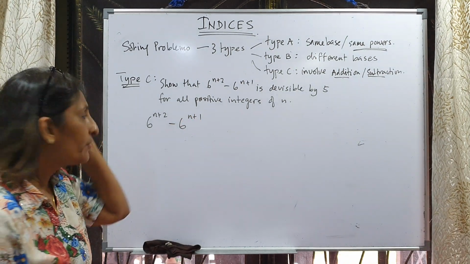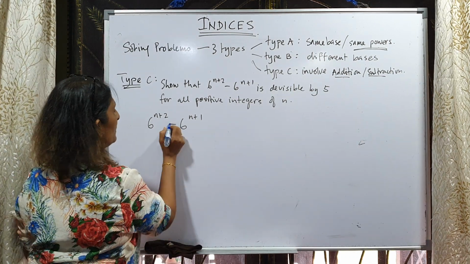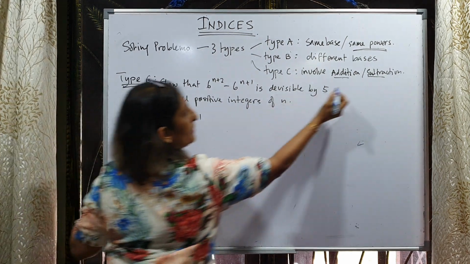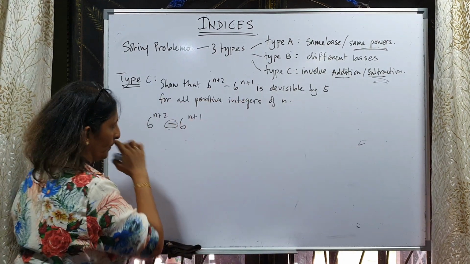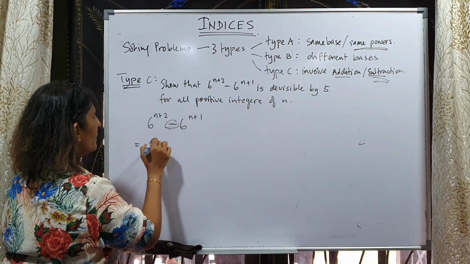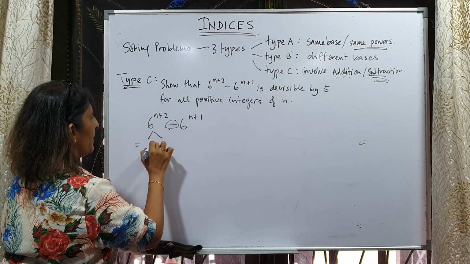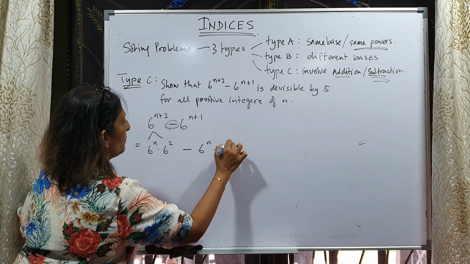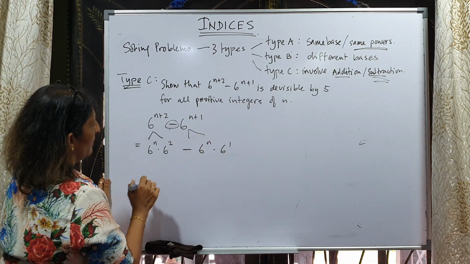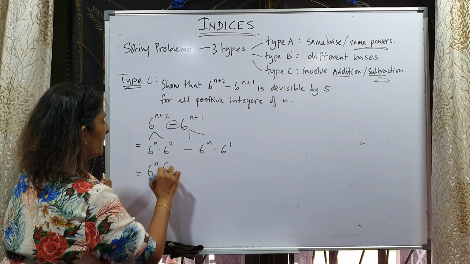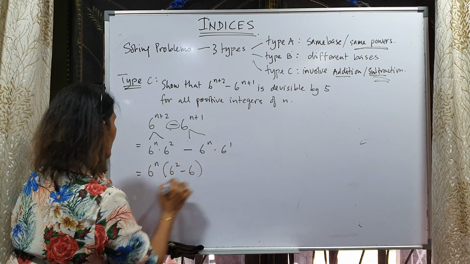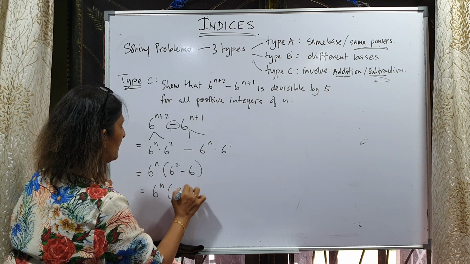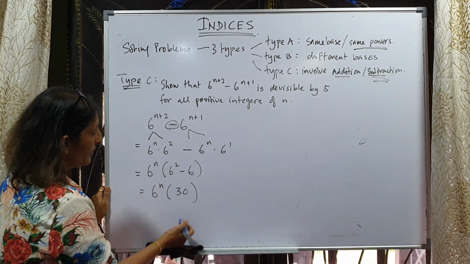How do you show that 6 power n plus 2 minus 6 power n plus 1 is divisible by 5? What you do is, you see this question is an indices question and you have a minus here, meaning it's this type C also. So the method: you break it up, 6 power n times 6 squared minus 6 power n times 6 power 1. Then you factorize: 6 power n times 36 minus 6, which is 30.